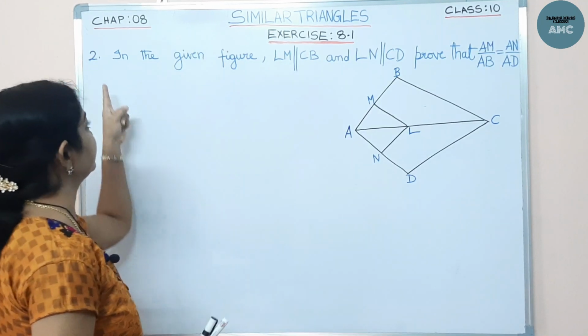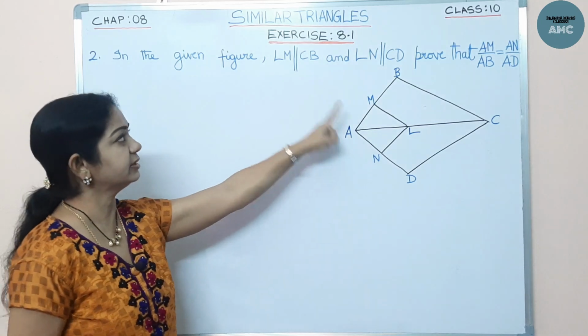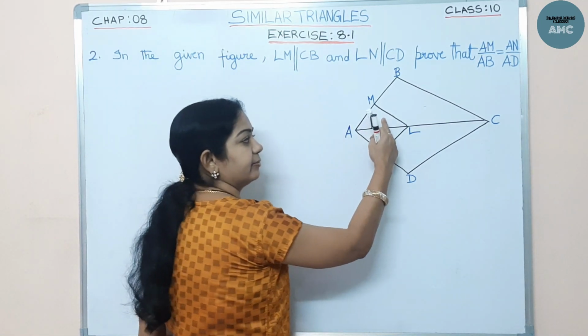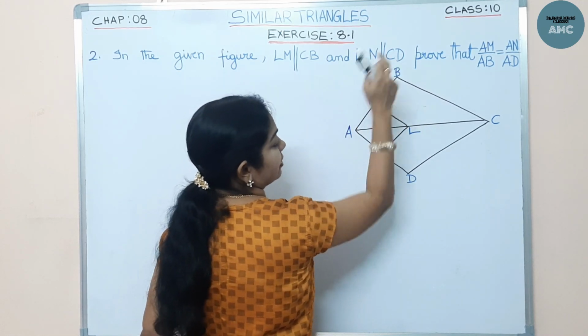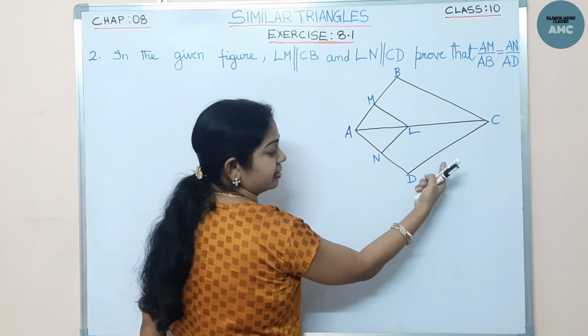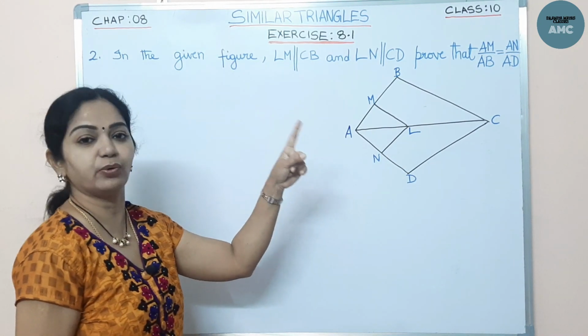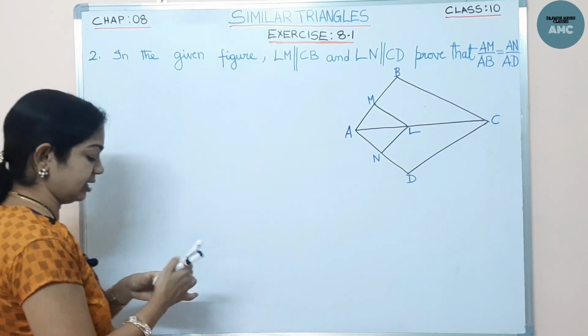Now the second problem. In the given figure, LM is parallel to CB, and LN is parallel to CD. Prove that AM by AB is equal to AN by AD. Here we will start the solution.